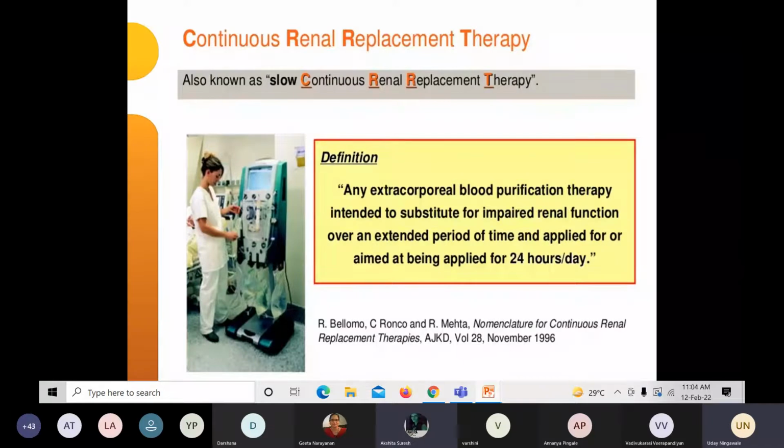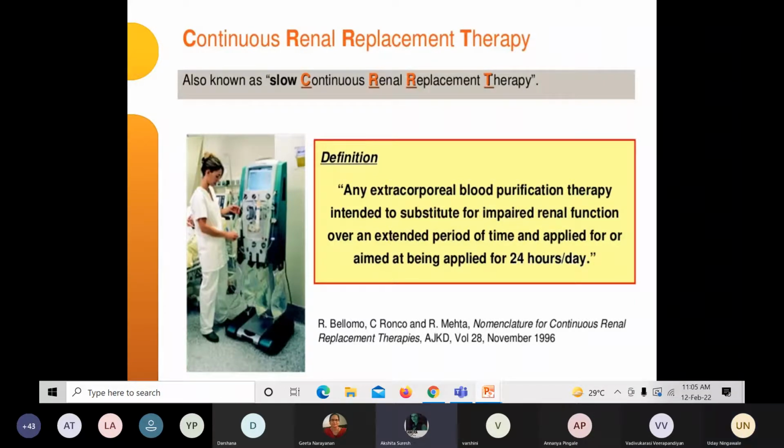It is one type of dialysis, a continuous therapy, to maintain the kidney functions continuously. It is a slow continuous renal replacement therapy, and the definition is any extracorporeal blood purification therapy intended to substitute for impaired renal functions over an extended period of time, applied for 24 hours a day. Generally, when we start this therapy in the intensive care, the minimum duration is 24 hours, and it can be extended to 72 hours or further, depending on the condition of the patient.